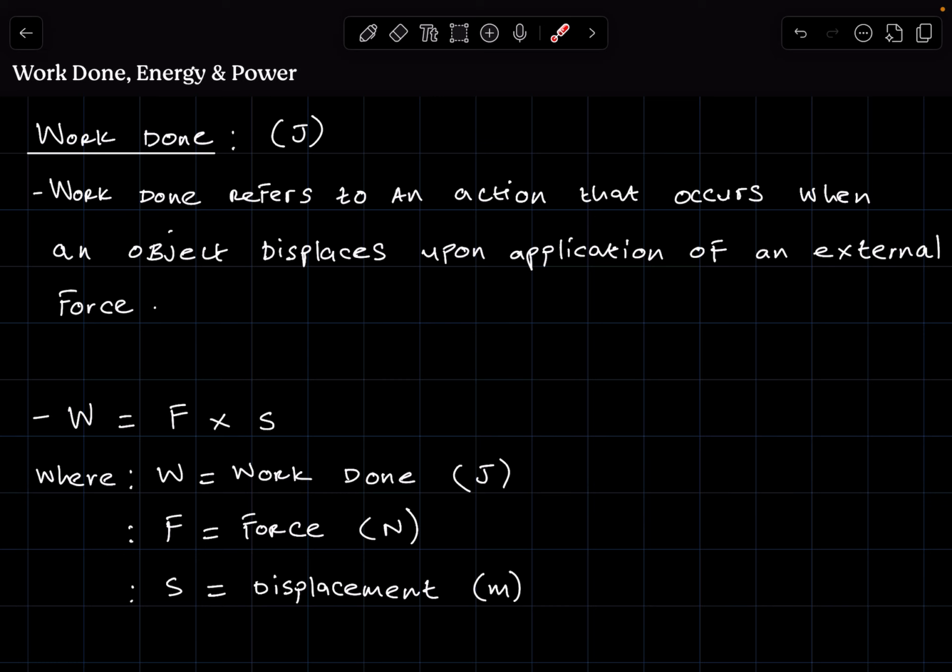So if you landed on this video and you haven't watched the lesson on Newton's laws of motion, stop this video and go to the lesson where I cover Newton's laws of motion. Because to fully grasp the concept of work done, energy, and power, you need to have understood the laws that govern the motion of objects, which is Newton's laws of motion. Otherwise, if you've watched that lesson, then you've landed on the right place.